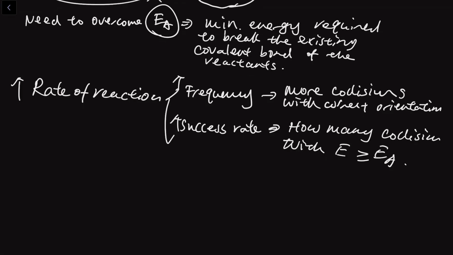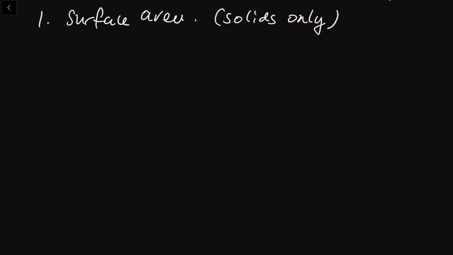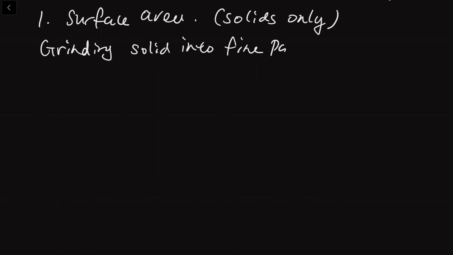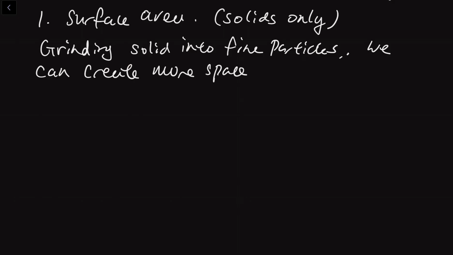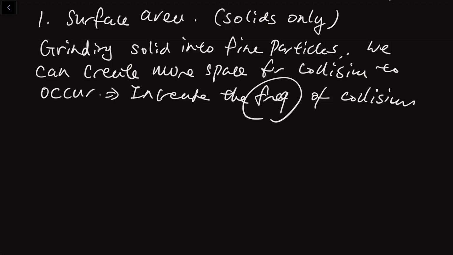And now let's look at the factors that can actually change the reaction rate of a chemical reaction. The first one is surface area. So this is for solids only, because there's no point talking about the surface area of water or aqueous solution or surface area of a gas. So by grinding solid into fine particles, we can create more space for collision to occur. And this can increase the frequency of collision, thus increase the rate.